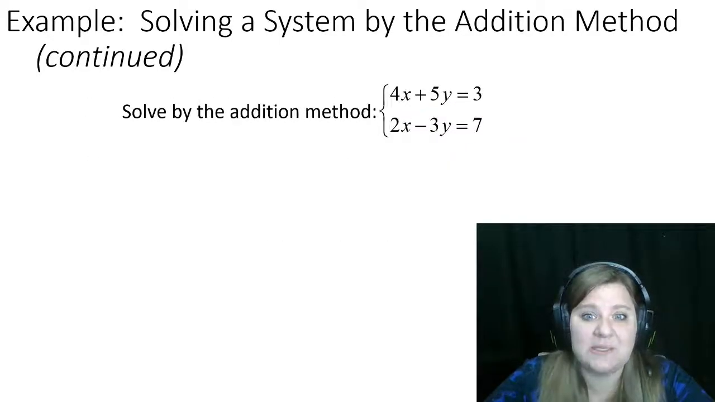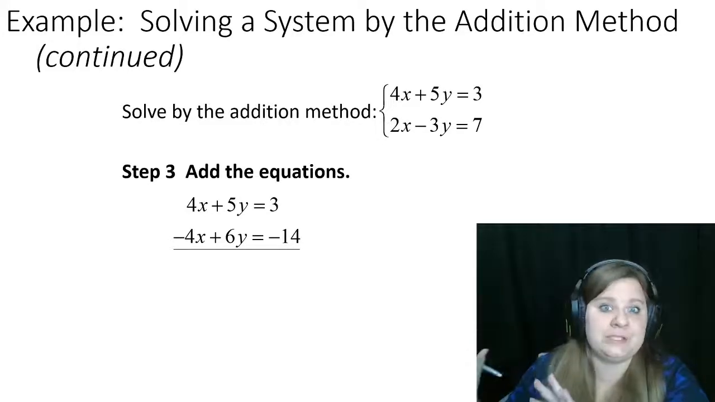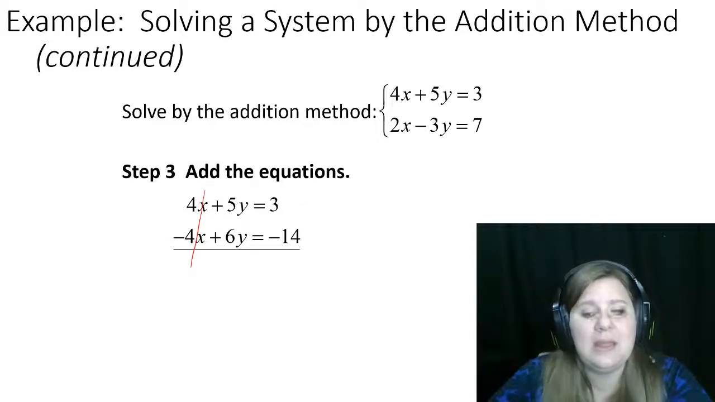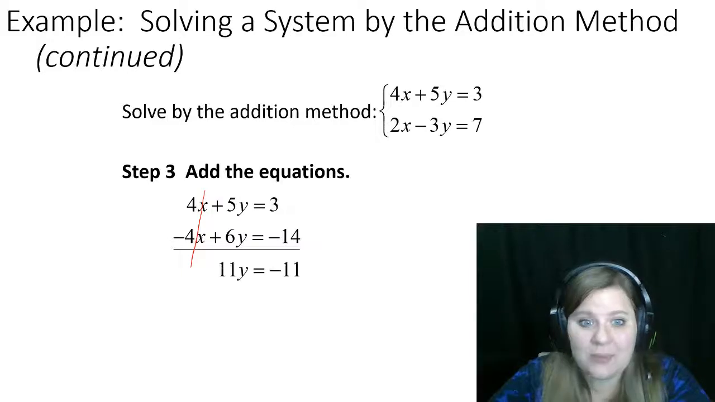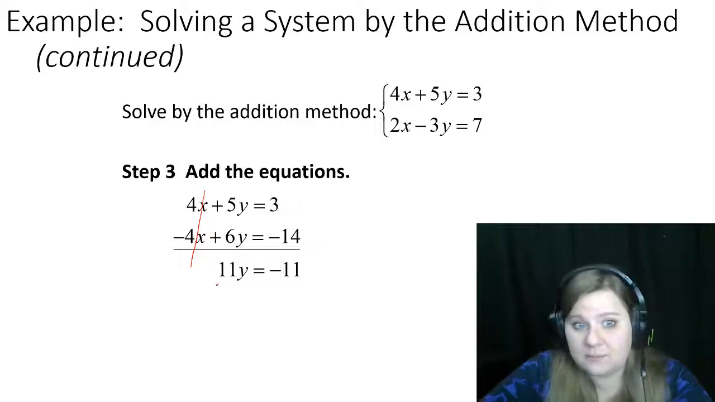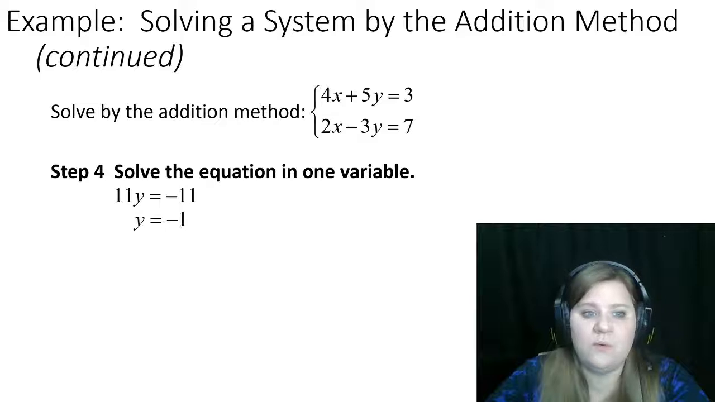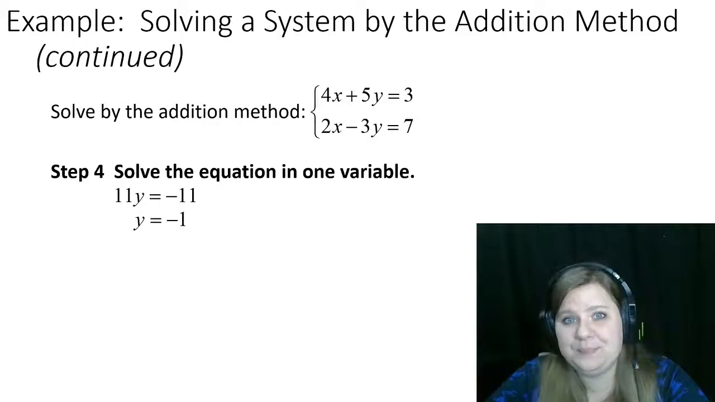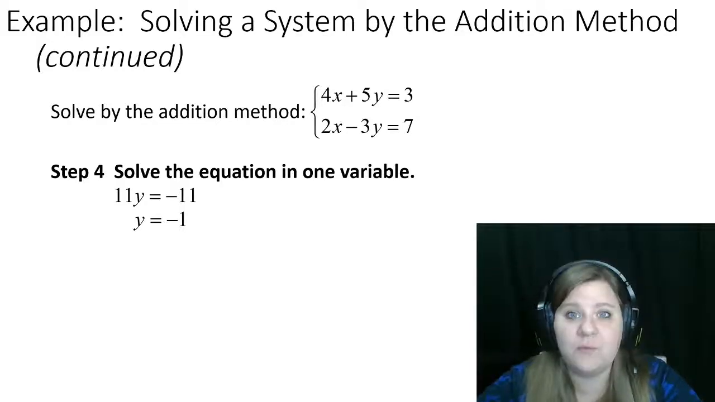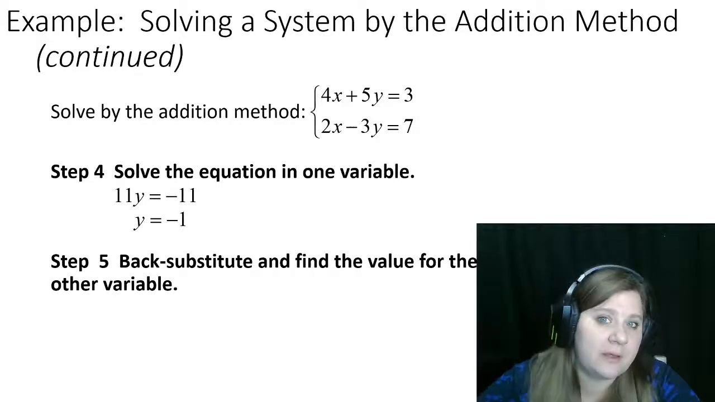Now I'm going to line my two equations up, the two rewritten versions, and I'm going to add straight down. Notice the 4x's now cancel. And I have 5y plus 6y is 11y, and 3 plus -14 is -11. To solve for y, I'll divide by 11 on both sides. Okay, so we get y equals -1. But once you have one variable, you need to go back and use that to solve for the other one. So we're going to back substitute and find the value for the other variable.